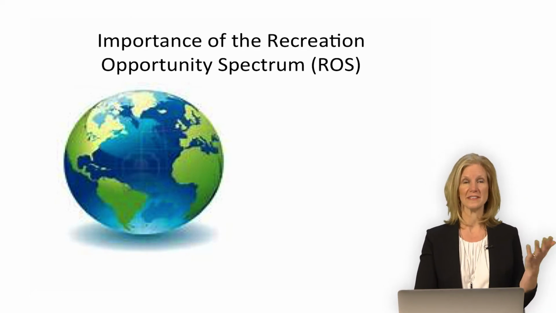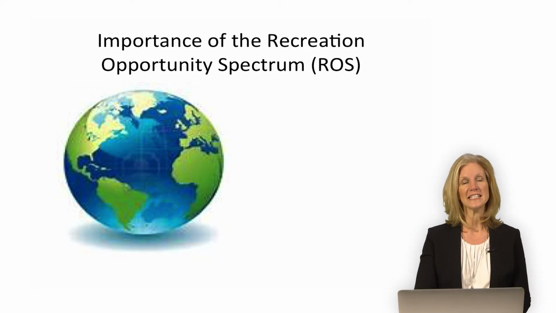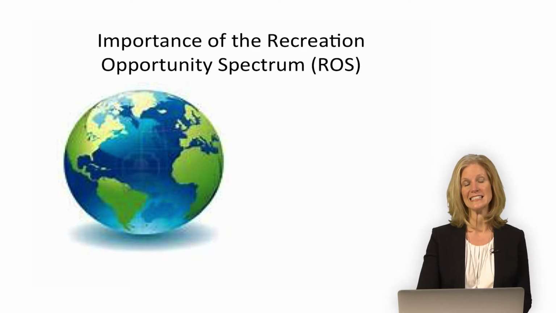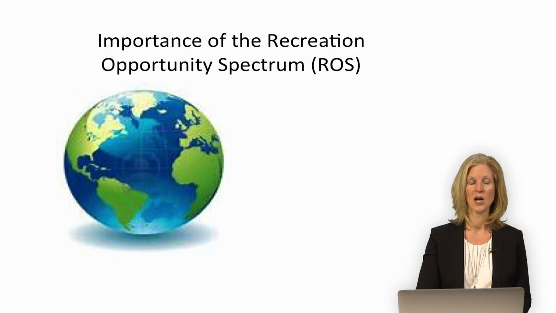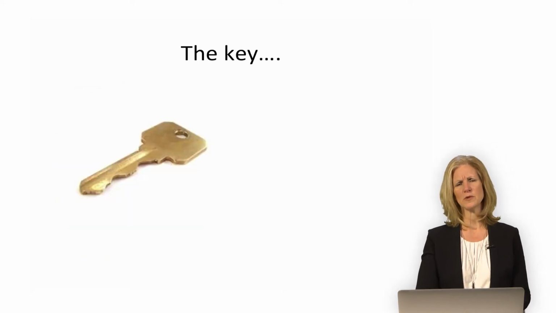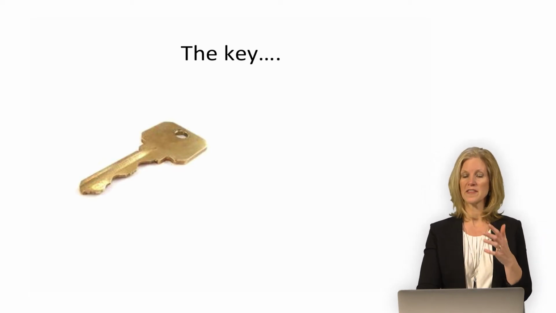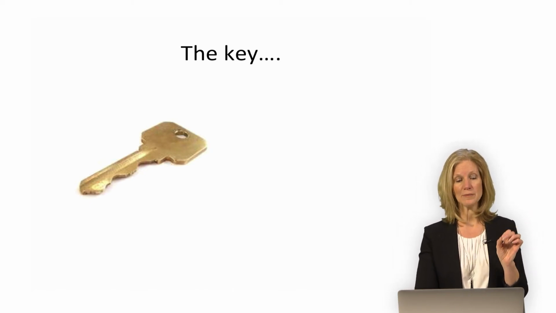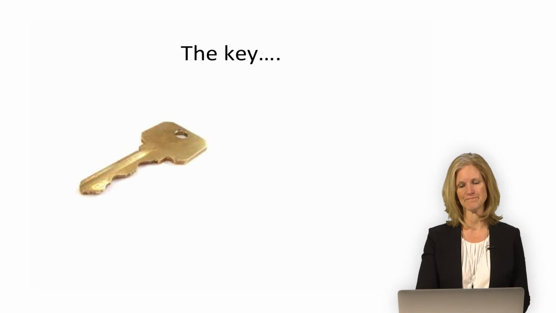And as you'll read about now, or have already read about, the ROS has been used across the globe by various agencies like the National Park Service, the Bureau of Land Management, and the USDA Forest Service. Within and across agencies, the ROS has been tweaked and adapted for specific uses to wilderness, water, tourism, ecotourism, and even spirituality. The key is to understand what the existing setting is versus what the desired setting is, so that the management actions either maintain what exists or narrow the gap between the existing and the desired setting.